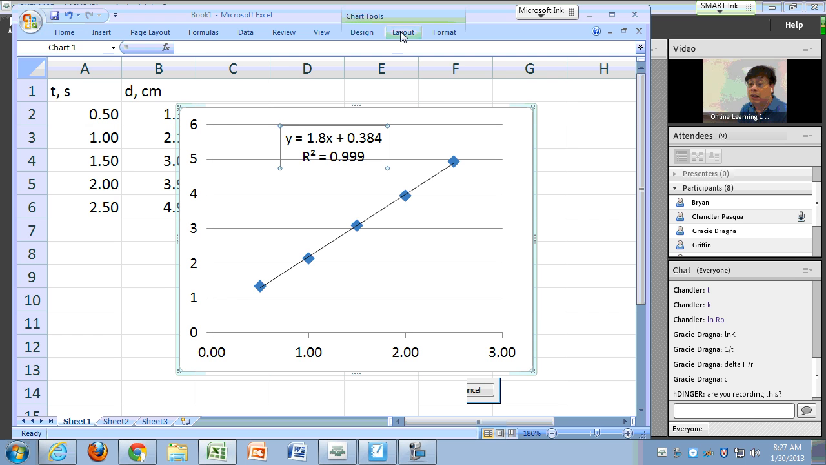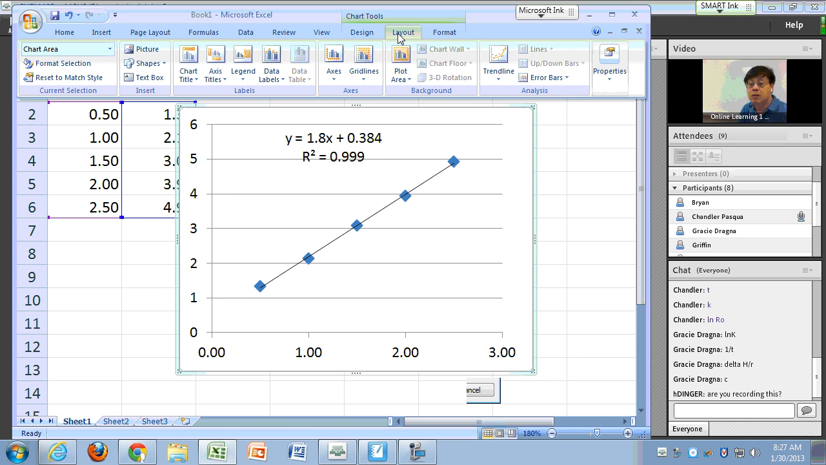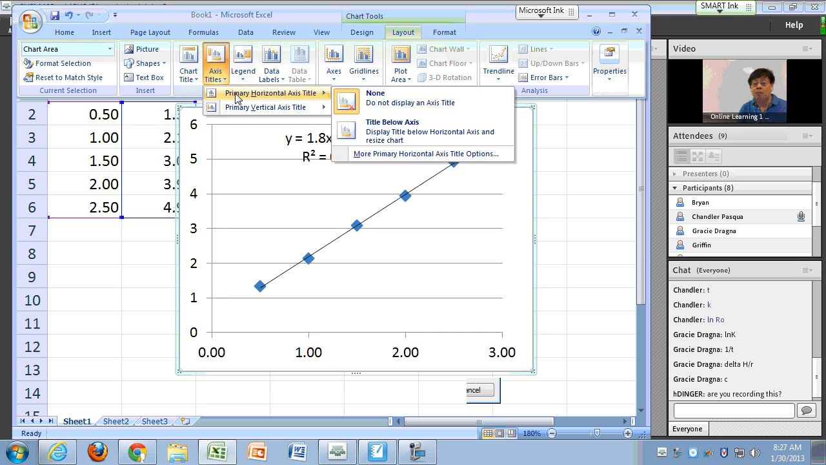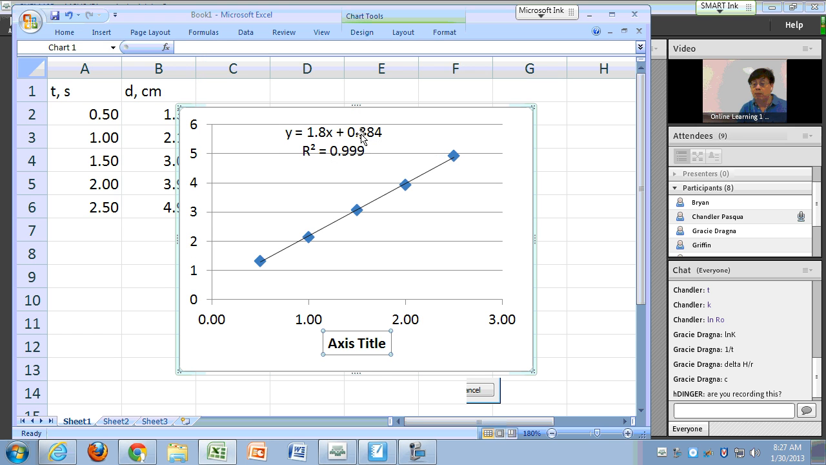Okay. Now you can change how your graph appears by clicking on layout over here on the chart tools tab. Generally you want to put titles for your x-axis and your y-axis, so you can add axis titles. Okay, so primary horizontal axis, I can put a title below it, so I can just call it x. This is time in seconds. So instead of calling it x, I'm going to call it time, since that's what it really is.